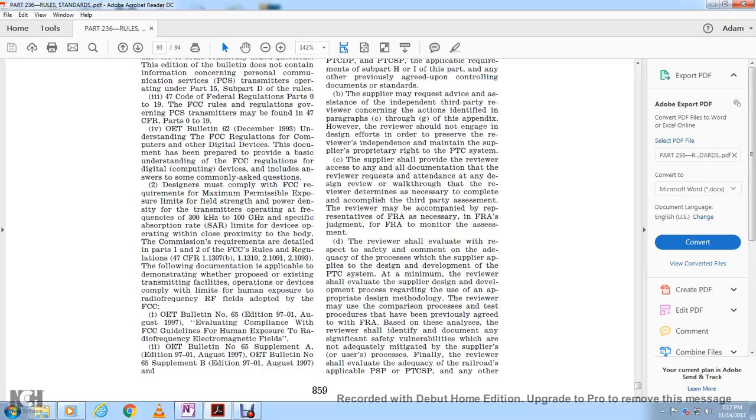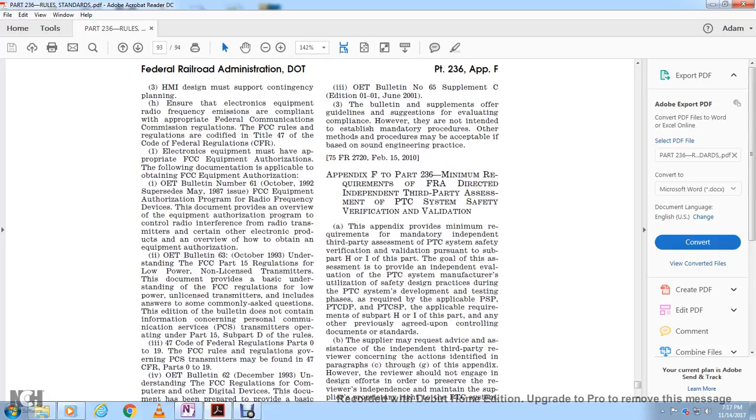OET Bulletin number 65, August 1997, evaluating compliance with the FCC guidelines for human exposure to radio frequency electromagnetic fields. The OET Bulletin number 65 supplemental, edition 97-01, August 1997, supplements the guidelines suggesting the evaluation of compliance. However, they are not intended to establish mandatory procedures. Other methods of procedure may be acceptable if they are based on good engineering practices. Appendix F.